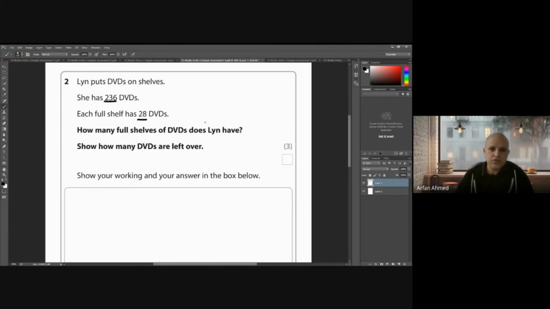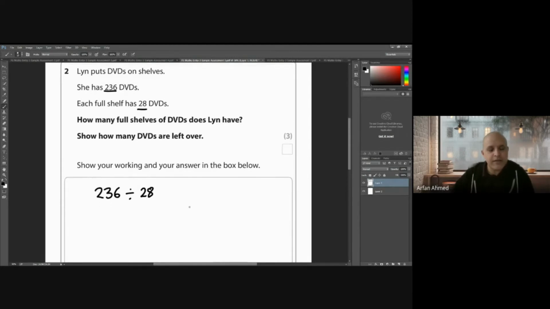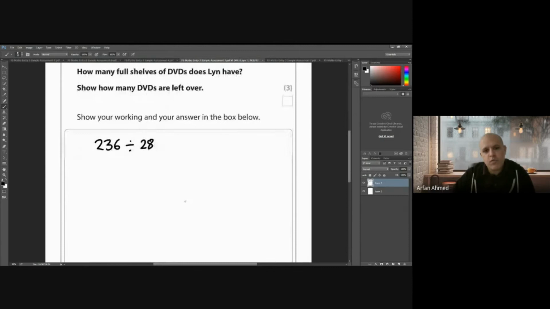This is going to be 236 divided by 28. Yep, how many 28s go into that? That'll tell us how many shelves we need. I don't know my 28 times table, and I don't expect you guys to know your 28 times table either. So usually when you have anything like this, 236, usually we'd put that in the bus stop, put the 28 on the outside.